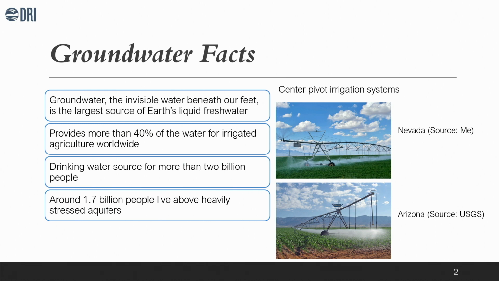So just a primer on facts on groundwater, which you probably all know. It's the largest source of liquid fresh water and provides 40% of the water for irrigated agriculture worldwide. And it's a drinking source for more than 2 billion people. And a lot of this groundwater source is heavily stressed. These are just a couple of photos showing center pivot irrigation systems in Nevada and Arizona.